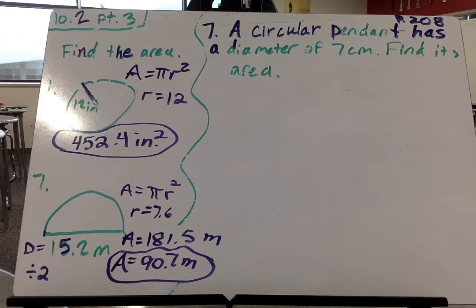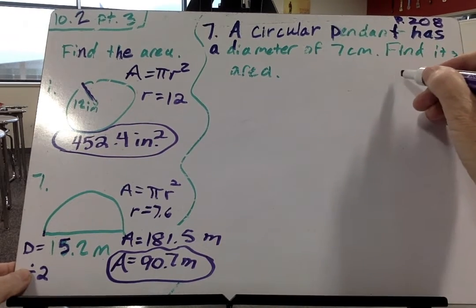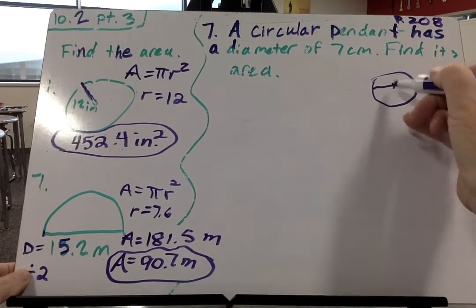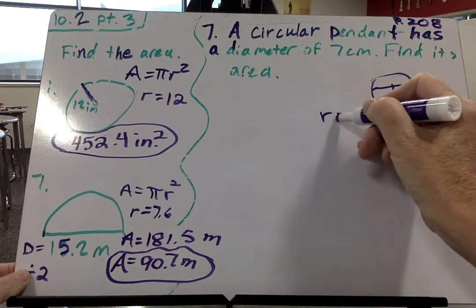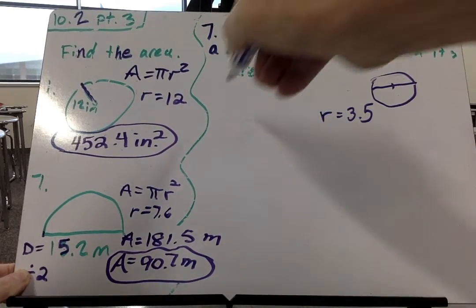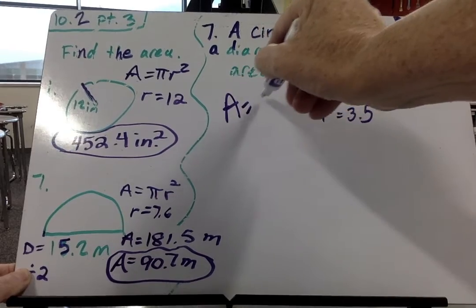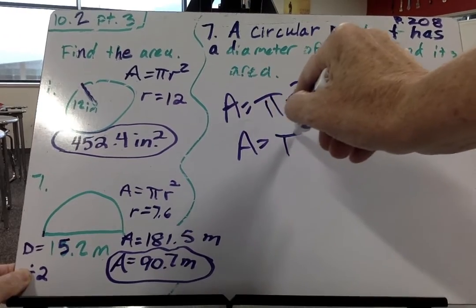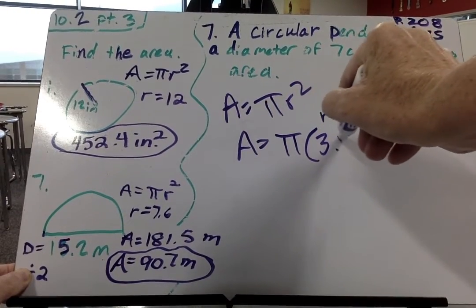Now we're going to go on to the next page, 208. Number 7. A circular pendant has a diameter of 7 centimeters. Find its area. Okay, so again, the diameter is 7 centimeters. That's all the way across. To find the area, we need just half of that. So I'm going to say that the radius equals 3.5 because that is half of 7. Remember our formula? Area equals pi r squared. So area equals pi times 3.5 squared.